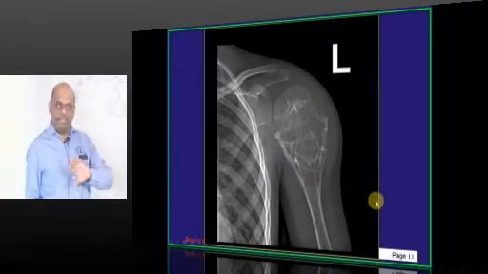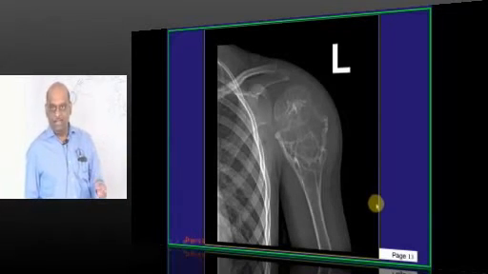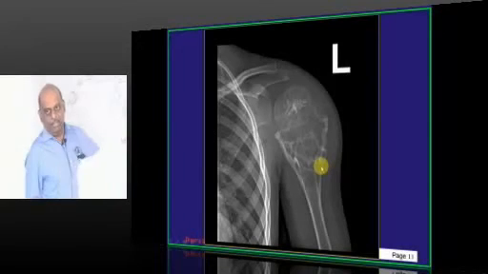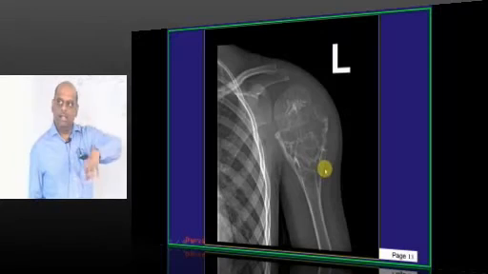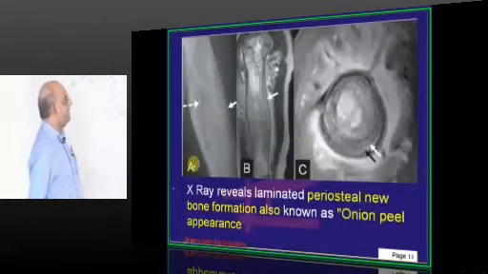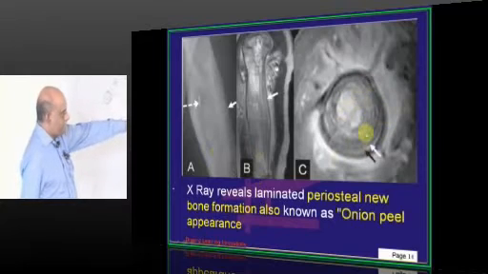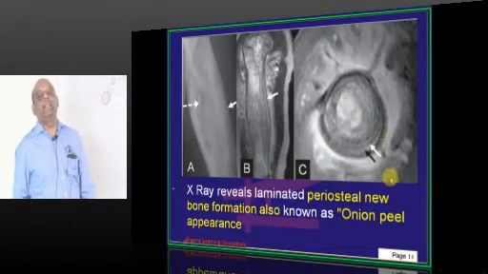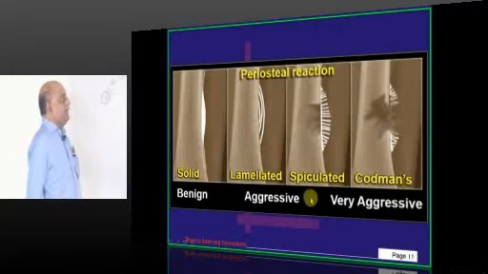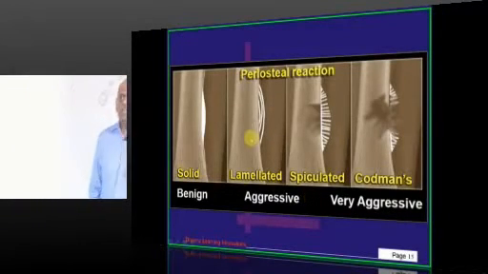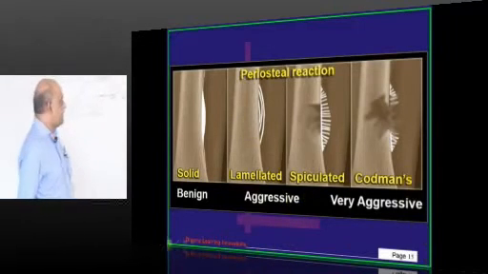This is the classical appearance of Ewing's, where there are two things. Onion skin peeling kind of appearance is the periosteal reaction, but if you look into the tumor, it typically will show diffuse calcified shell-like appearance. So X-ray reveals this laminated periosteal new bone formation, which is the onion peel appearance, is what you need to remember. So looking at the periosteal reaction, can you tell whether it is benign or malignant? Yes.